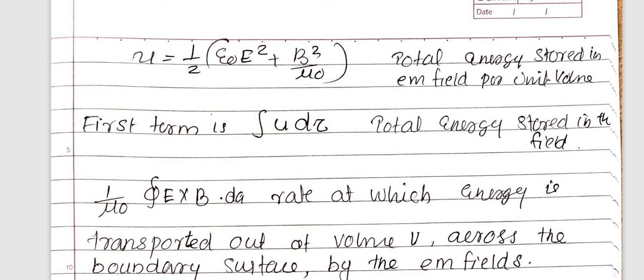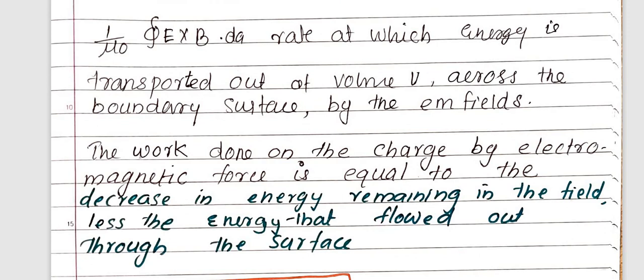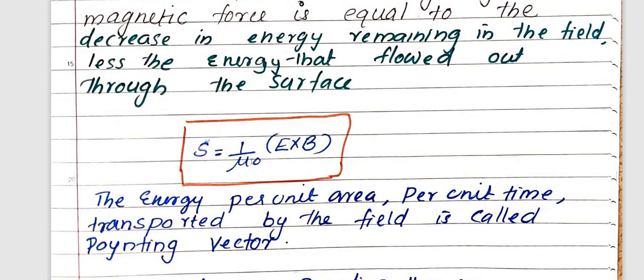So this is the rate at which energy is transported out of the volume across the boundary surface by the electromagnetic field. We can write the work energy theorem as: work done on the charges by the electromagnetic force is equal to the decrease in energy remaining in the field less the energy that has flowed out through the surface. In mathematical formulation, this term, 1 by mu 0 E cross B, is known as the Poynting vector. This is the energy per unit area per unit time transported by the electromagnetic field.